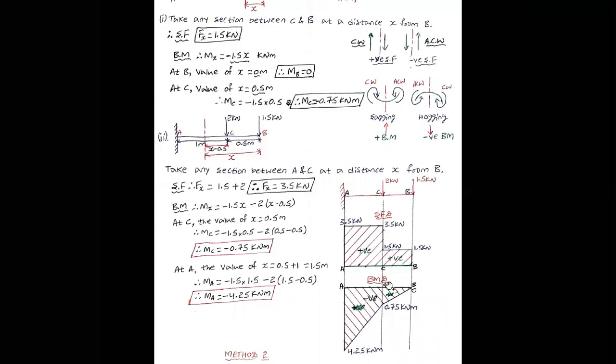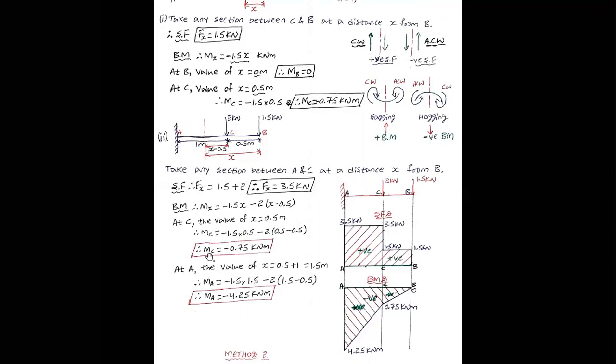Next is the bending moment diagram. This is the baseline. Here the bending moment values are negative, that's why I have drawn them below the baseline. Bending moment at B is 0. Bending moment at C is minus 0.75 kilonewton meter. And the load is a point load, that's why the variation will be linear. For shear force, it will be constant; for the bending moment diagram, it will be linear.